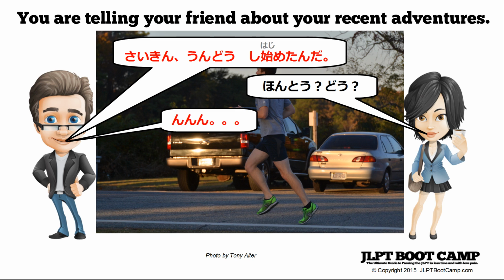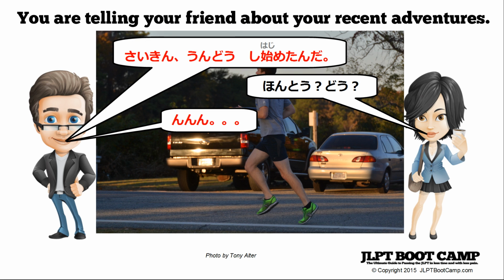And today we're going to talk about starting, continuing, and finishing something. You're talking to your friend about your recent adventures, something that you started. You say, "Saikin undo shi hajimetan da." So, saikin is recently. Undo is exercise. Shi is the masu stem of suru. And hajimetan is I started. So I started exercising recently.